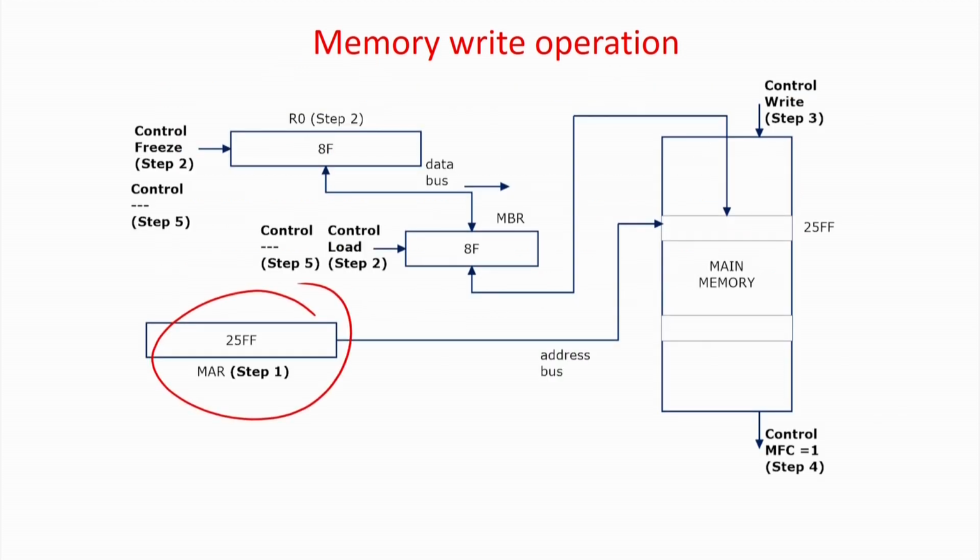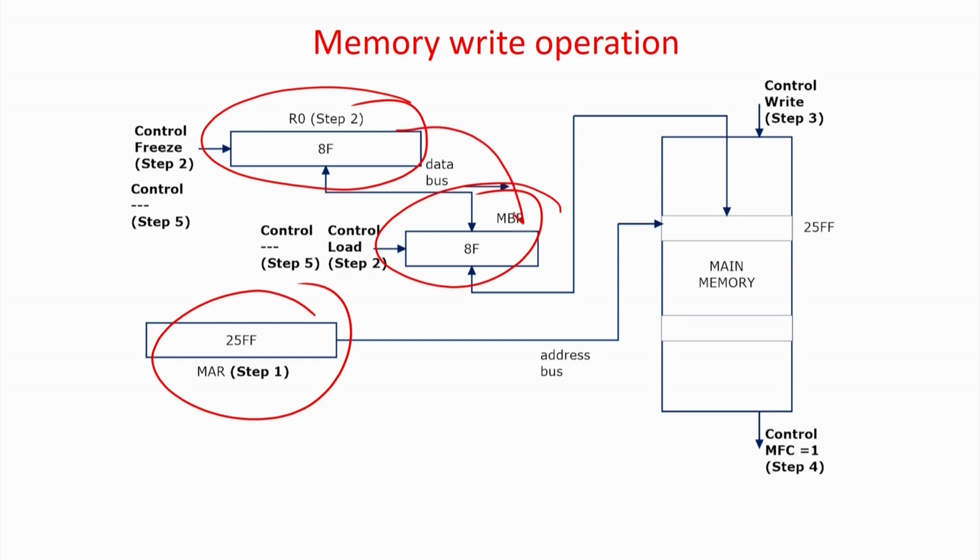So, always the first step in general, in any memory operation, will be the value of the memory address register. Then in step 2, you bring the value from register 8F to the memory buffer register and freeze. That is very important. This one you put over there and you freeze this whole step. You basically freeze the memory buffer register. Don't allow any changes there.